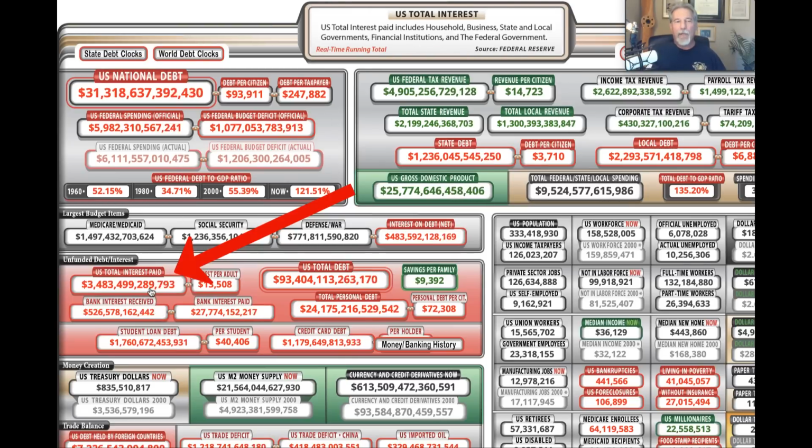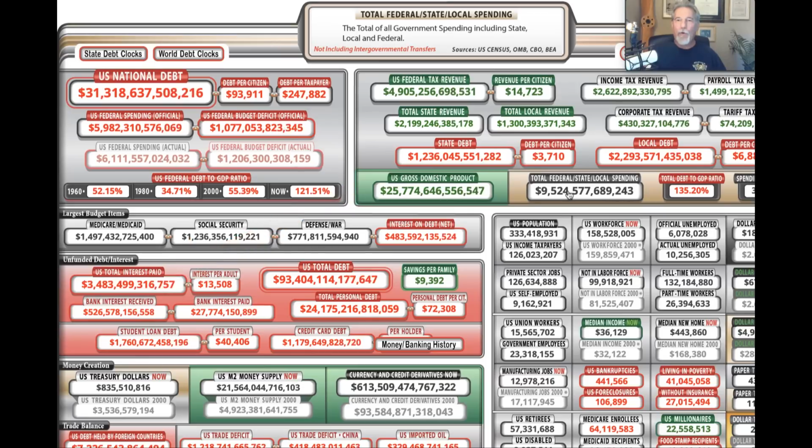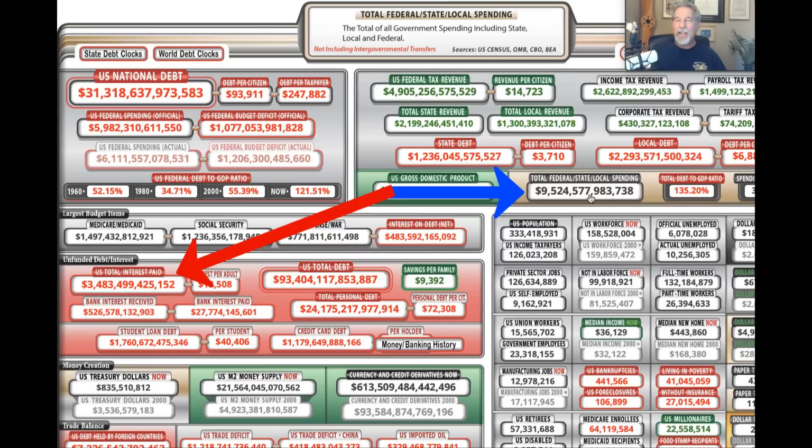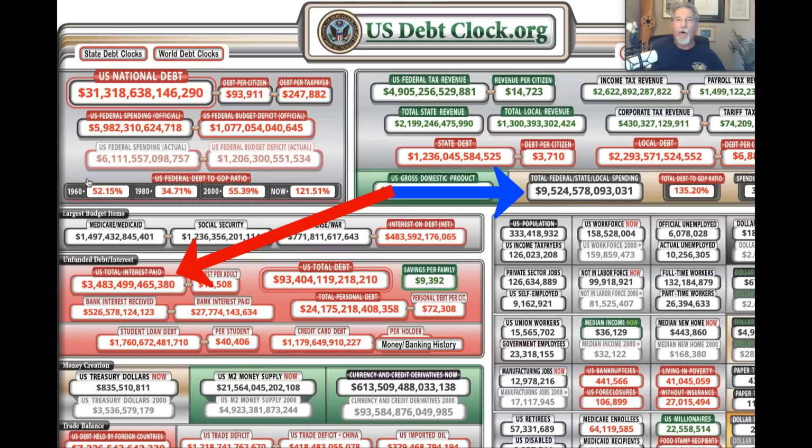But now I'm going to bring your attention from the interest paid on the U.S. debt to the total federal, state, and local spending. What is that comparison telling us? It tells us that they are still spending more money than what we are paying in debt. So, in other words, they're not getting behind this at all. They're spending more money than the interest we pay on our debt. So there's no way out of this black hole. It's just not happening at all, folks.